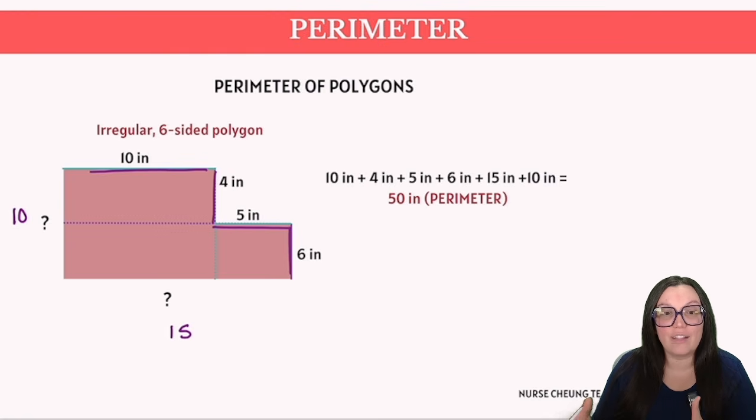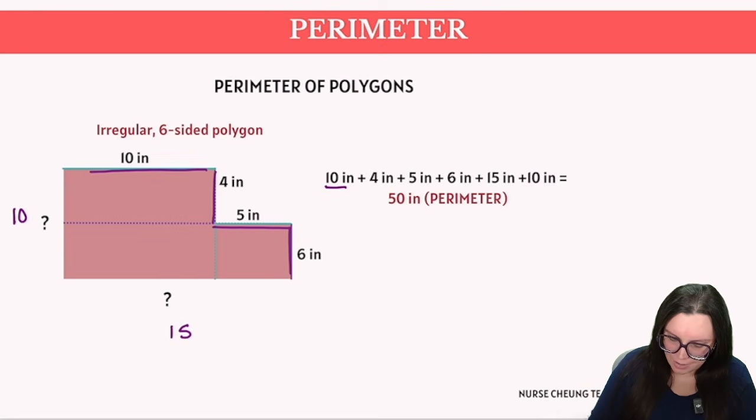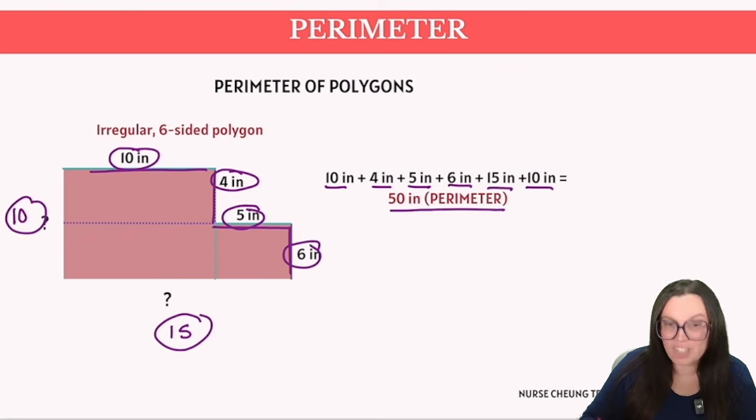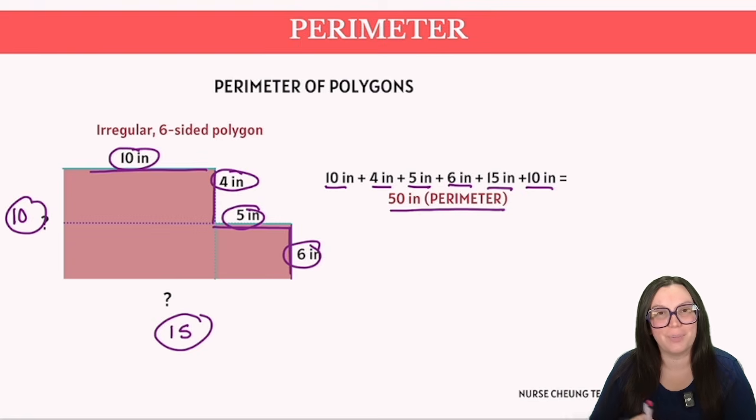With the knowledge in hand of every side's length, now we can calculate our perimeter. So 10, which is our number up here, plus 4, plus 5, plus 6, plus 15, plus 10 gives us a total of 50 inches, which is the perimeter of our irregular polygon.